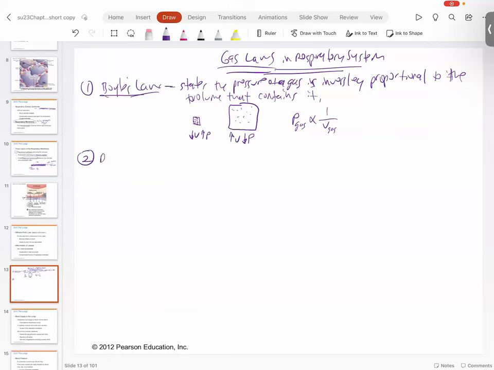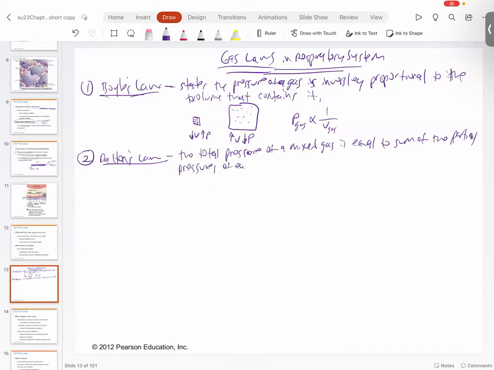The other one we're going to be taking a look at is what's called Dalton's law. This basically states that the total pressure of a mixed gas is equal to the sum of the partial pressures of each component gas.